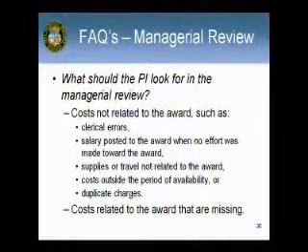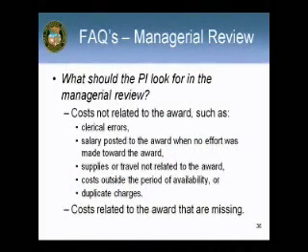Supplies or travel not related to the award, costs outside the period of availability, or duplicate charges. We did some tests on some direct charges on different campuses, and the number of times that there were duplicate charges was really kind of shocking, because we thought at some level that there was some review being done that would have caught that.